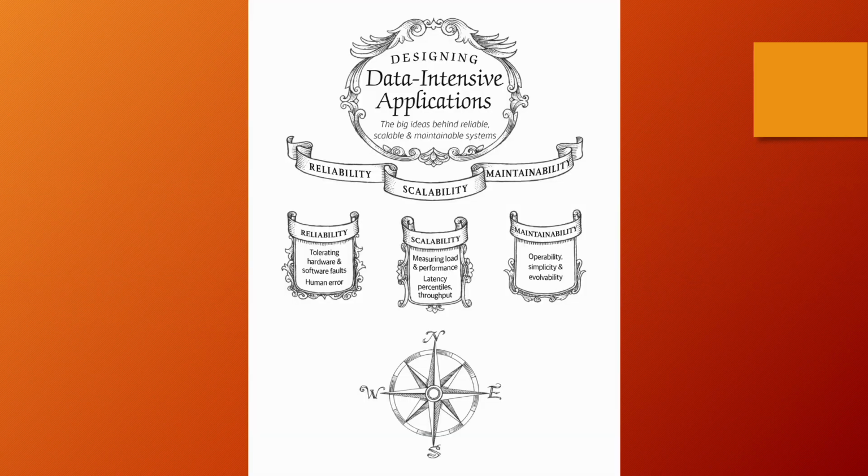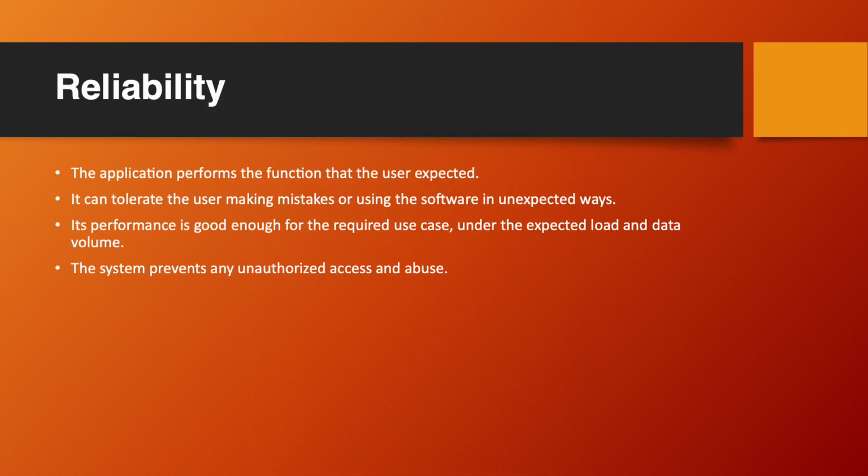So this is the image associated with Chapter 1 of the Designing Data-Intensive Applications book. As you can see, it has three kinds of scrolls. One is reliability, second is scalability, and third is maintainability. And we'll go through the notes in each of these categories.